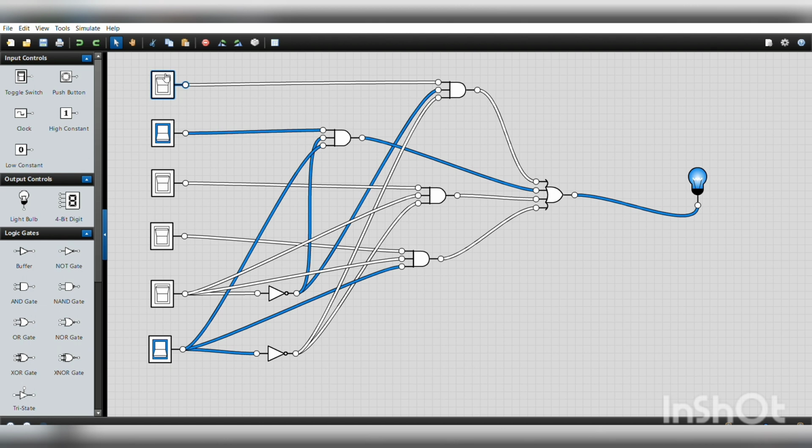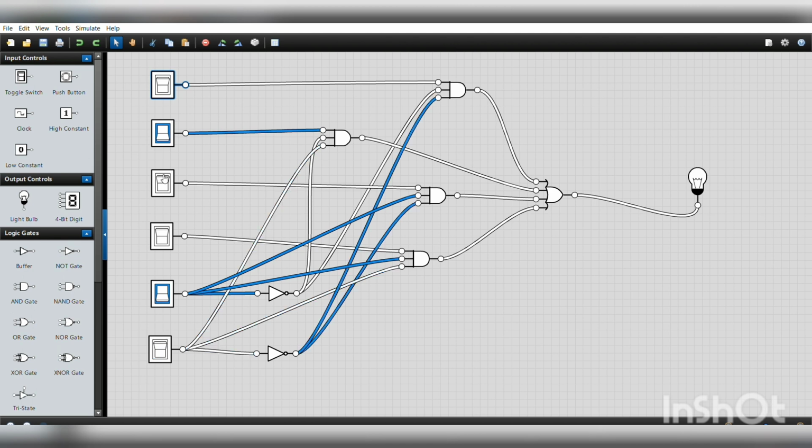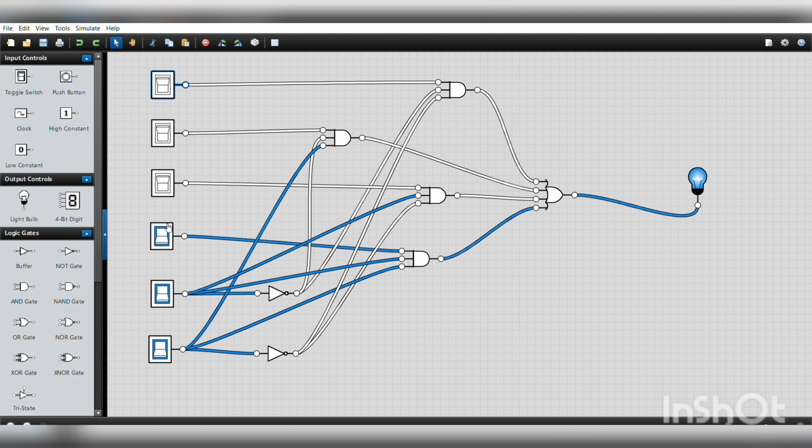So when your selective inputs are 1 and 0, your D2 is activated, so your output is 1. And when your selective inputs are 1 and 1, D3 is activated so that your output is 1. So this is the 4 to 1 multiplexer.